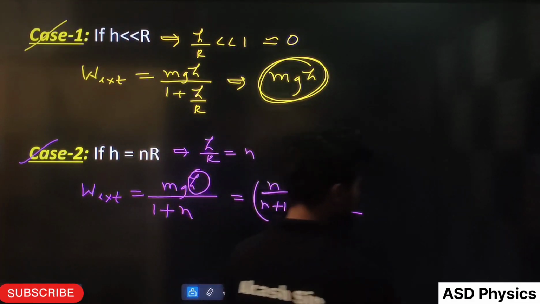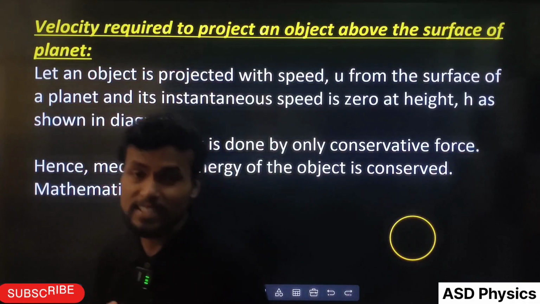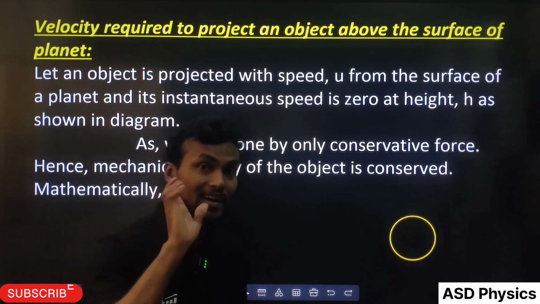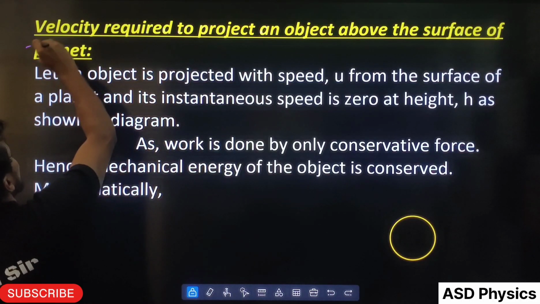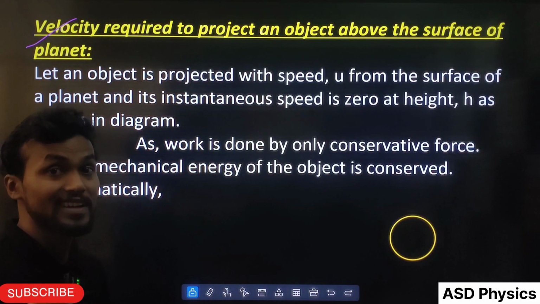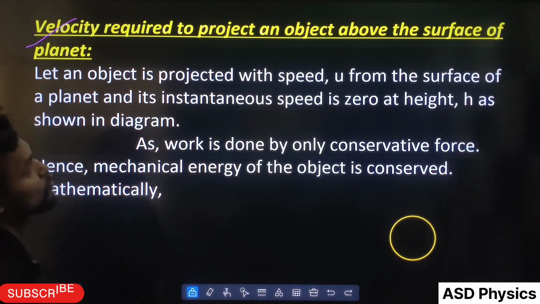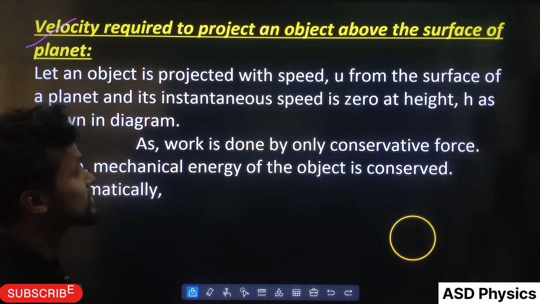Okay, students, so in the NEET exam, from this area, questions used to come regularly. Now, I hope you have understood very well. Now we are going to learn the next application, that is also very important. What is this? Velocity required to project an object above the surface of a planet.